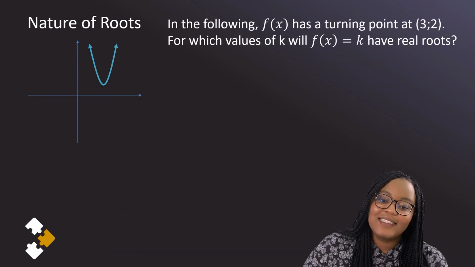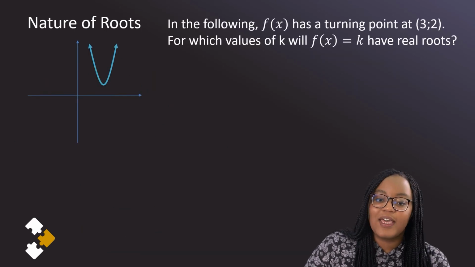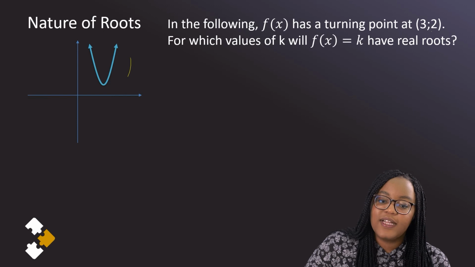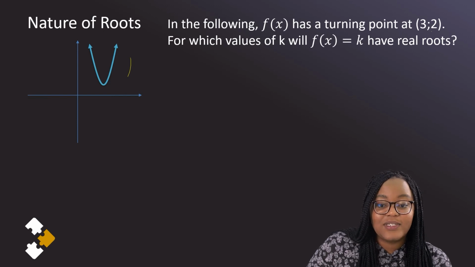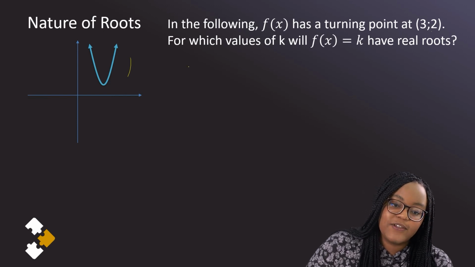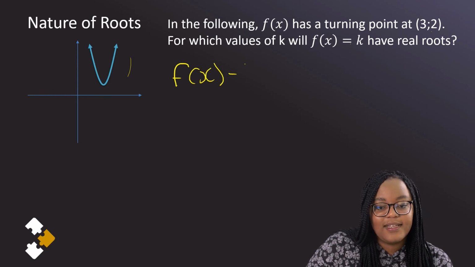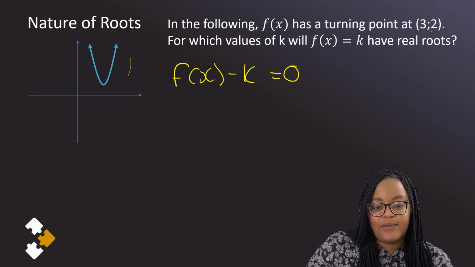Wonderful. So in this example, in the following, f of x, this function has a turning point at 3, 2. They've asked us for which values of k will f of x is equal to k have real roots. Now my first step is going to equate this to 0. So f of x minus k will be equal to 0.